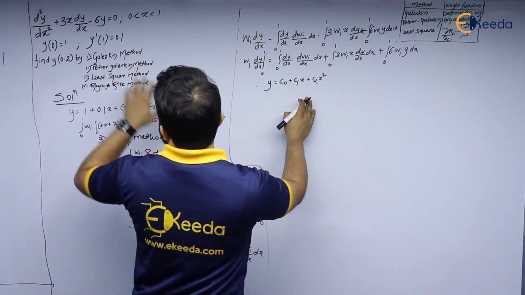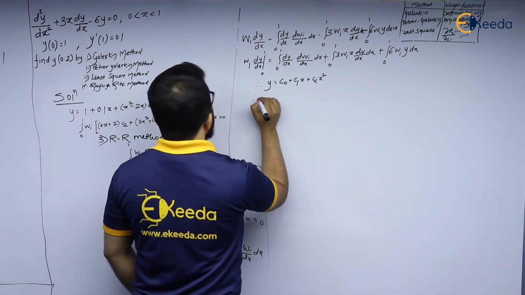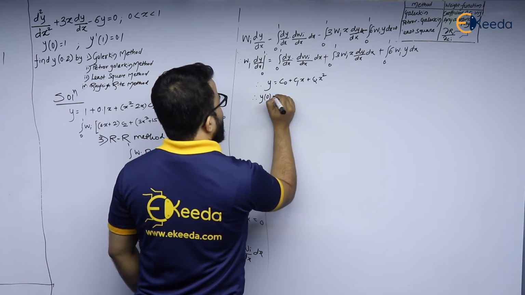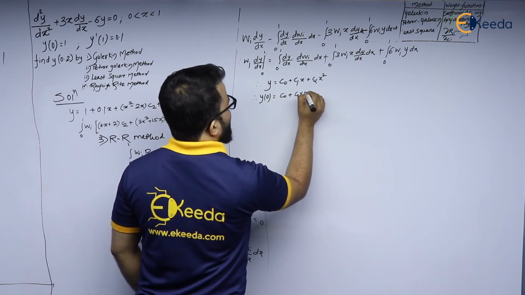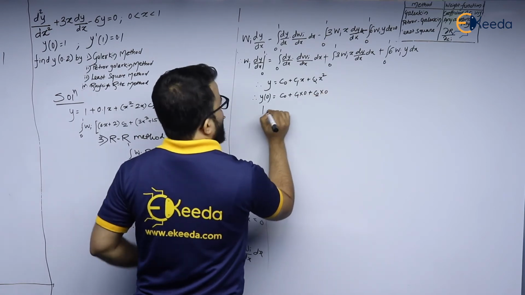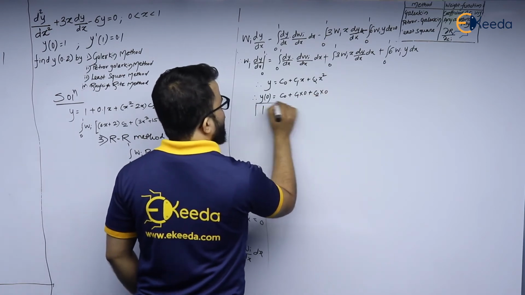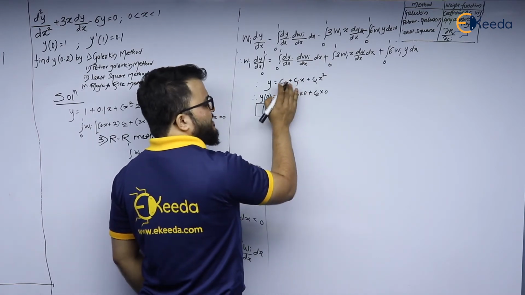Now I will put the boundary condition into this equation. So this becomes y of 0 equals c0 plus c1 into 0 plus c2 into 0. So y of 0 is 1, so I will get c0 equals 1. Now I will put this c0 equals 1 in this equation.